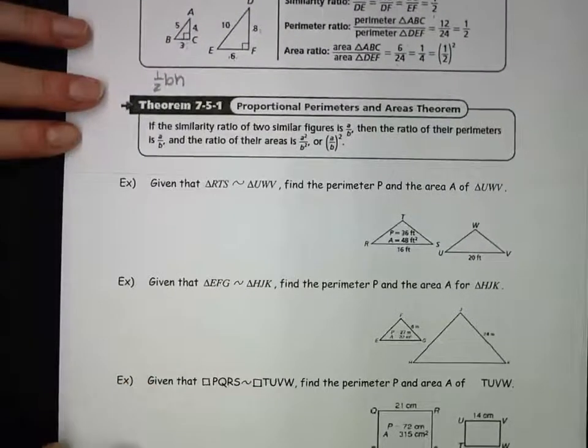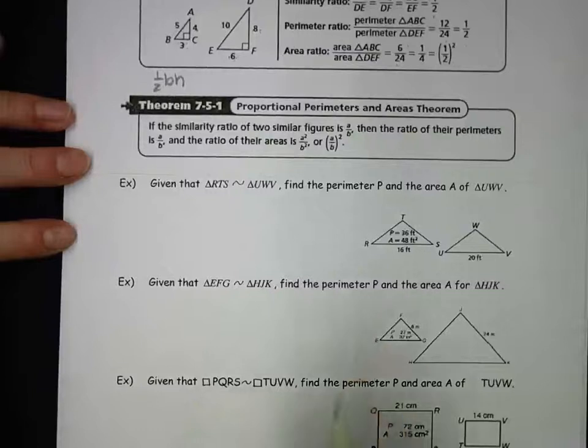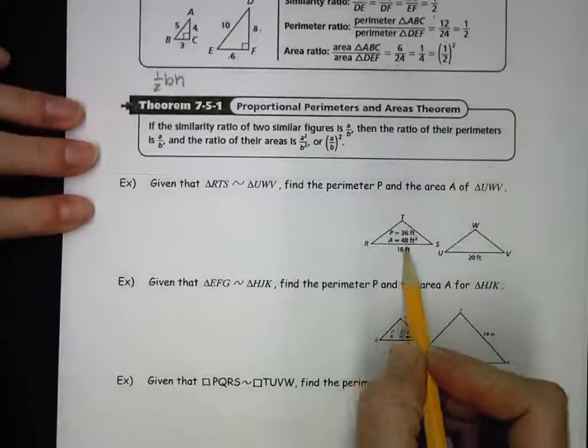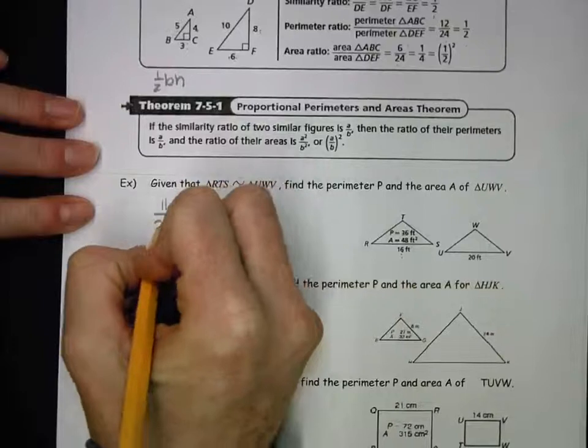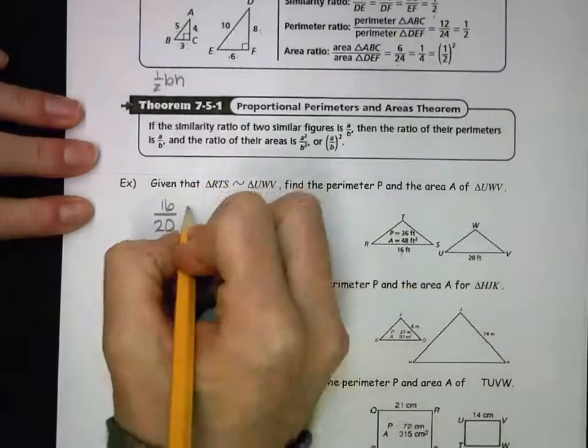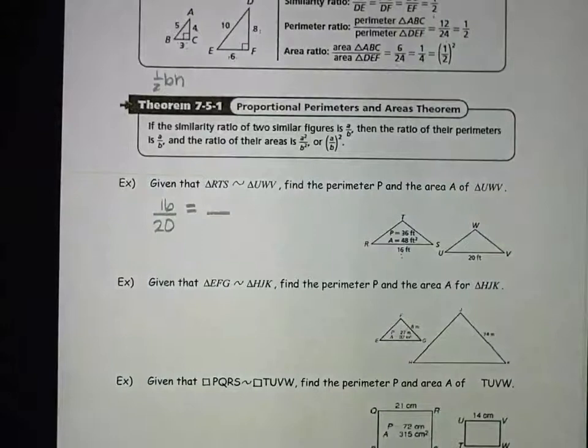It says, given that triangle RTS and triangle UWV are similar, find the perimeter P and the area A of the new triangle. All right, the first thing we're going to do is start with our similarity ratio. The way you would get your similarity ratio is you would take 16 and divide it by 20. Now, we're going to set that proportion equal to what the perimeter would be in the triangle that is given.